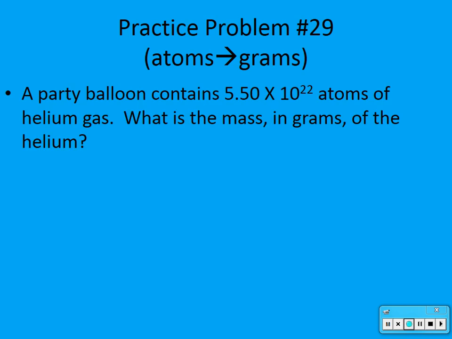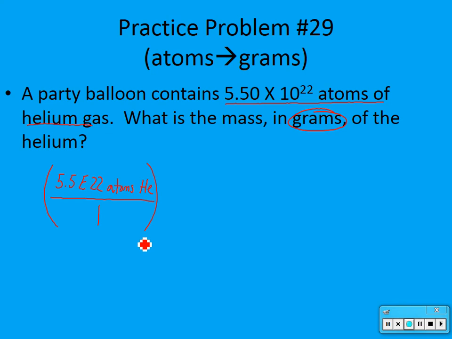Okay, a party balloon contains 5.5 times 10 to the 22nd atoms of helium gas. What is the mass in grams of the helium? Okay, as always, I'm going to underline what it gives us, atoms of helium, and it wants us to know the grams of helium. Okay, so let's write down what they gave us, 5.5 e to the 22nd atoms of He. And we're going to put that over 1.